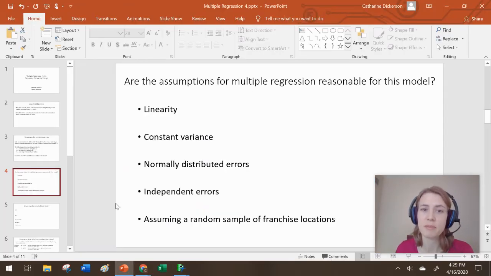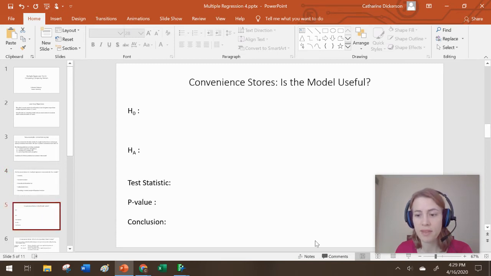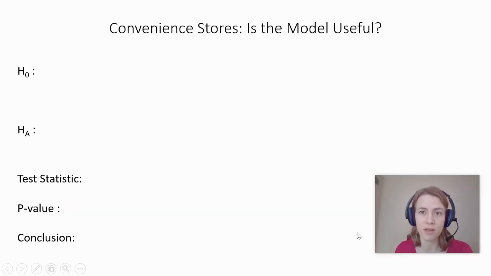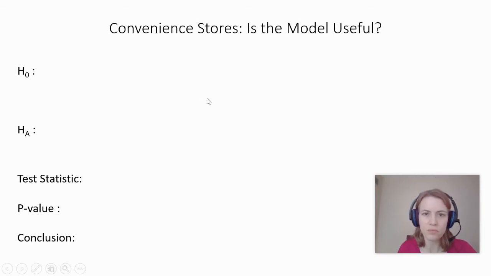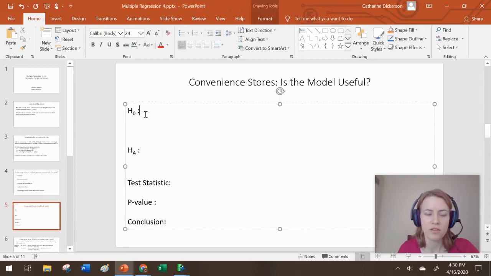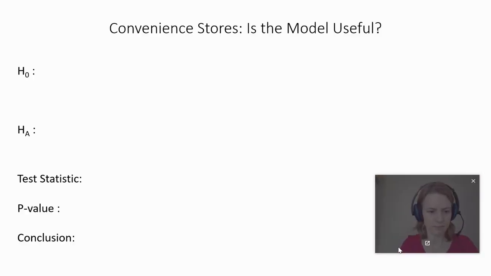Okay, so the assumptions seem to be good. Then we would ask, well, is it a good model or a useful model? Does it help us predict the sales at the convenience store? So we did the test for model utility in video number 3. So recall we have a compound hypothesis here. Actually, let me go a little bigger. I'll just use my stylus.